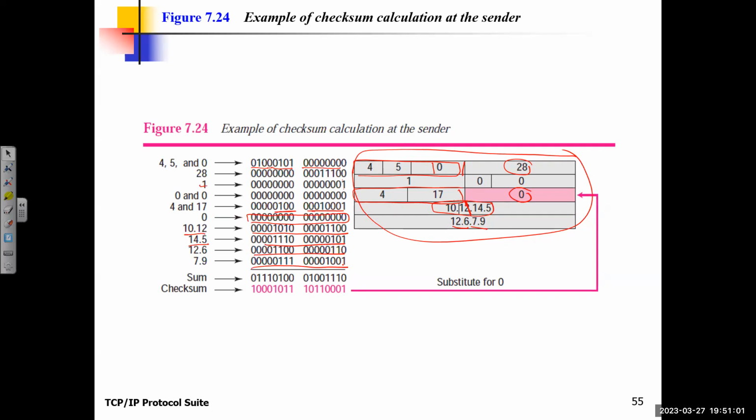We divide it into 16-bit groups. Each 16 bits you put in one row, then the second 16 bits. Then what do you have to do? You do the sum. You sum all of them, and that's the result.